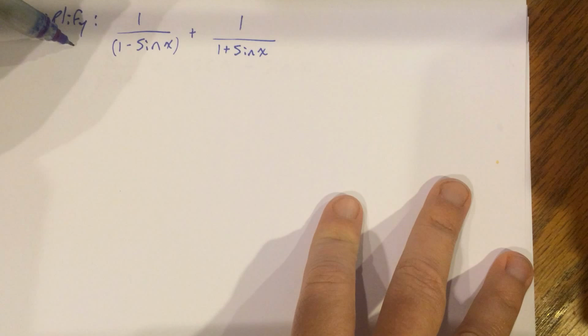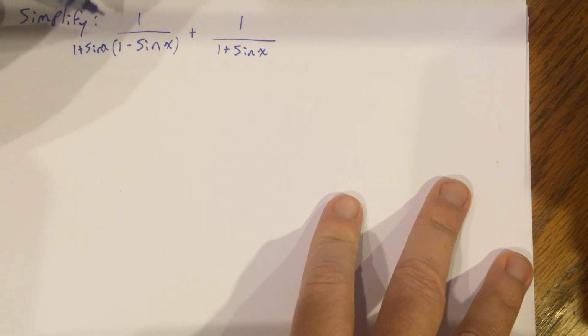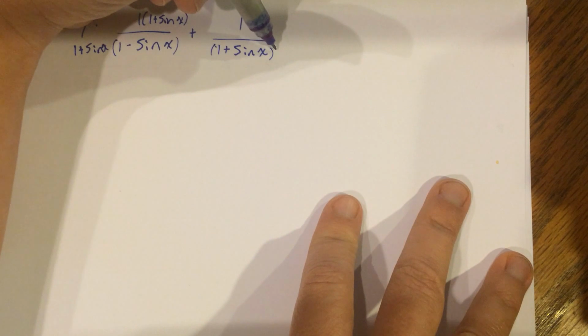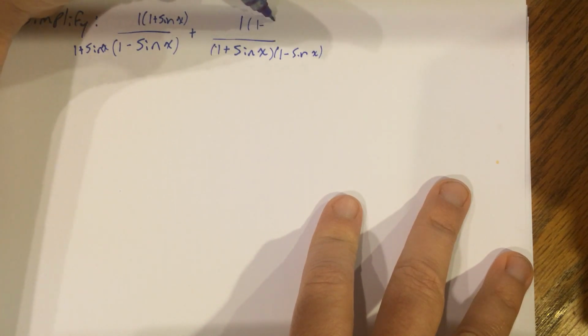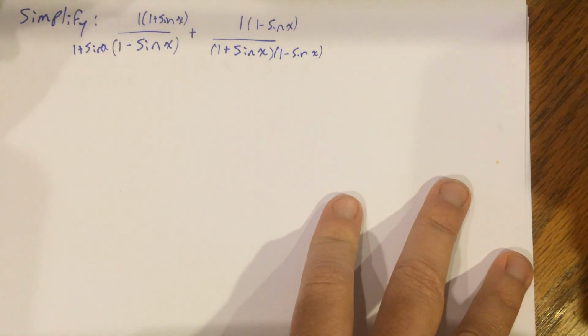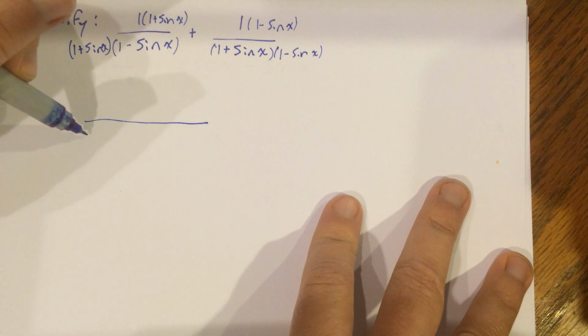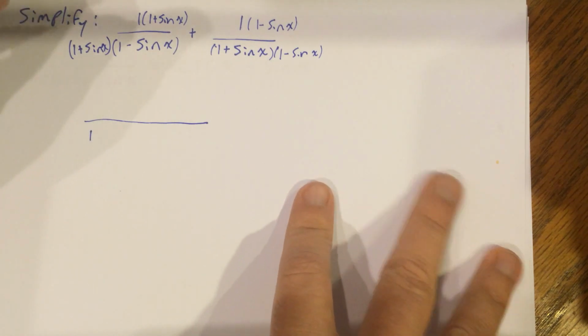I'm going to end up multiplying this one by the other fraction, 1 plus sine x, because they really had no terms, factors, in common. I'm going to end up multiplying this times 1 minus sine x. So my denominator now that they look the exact same is 1 plus sine x, 1 minus sine x.